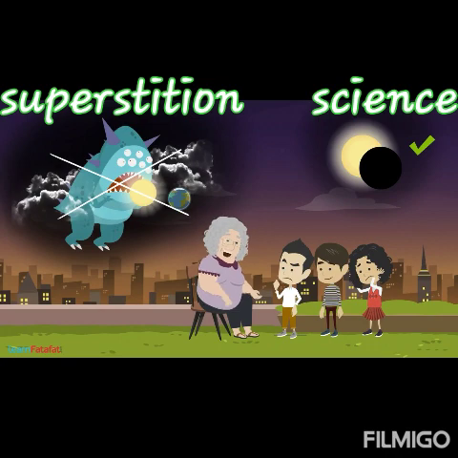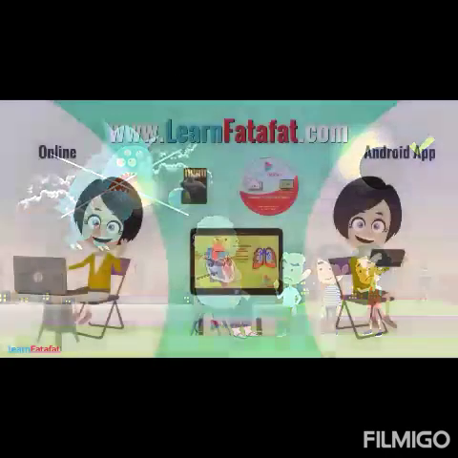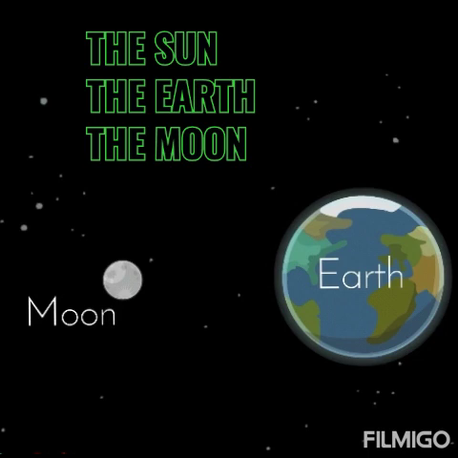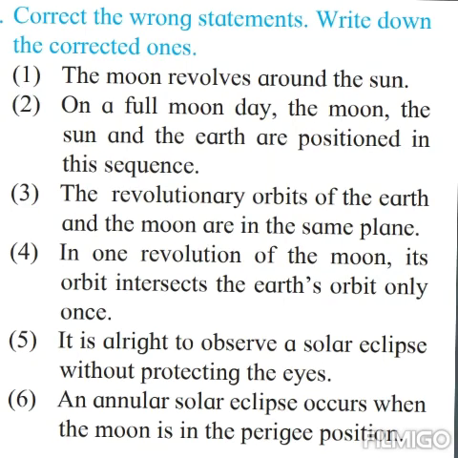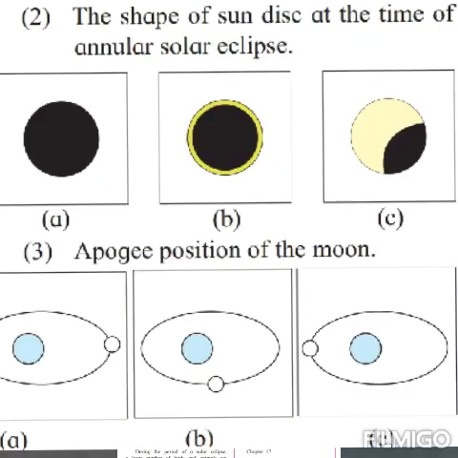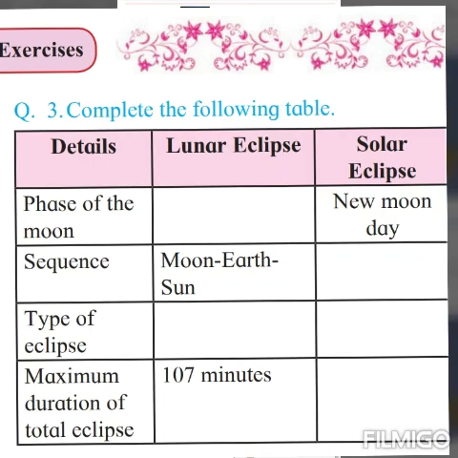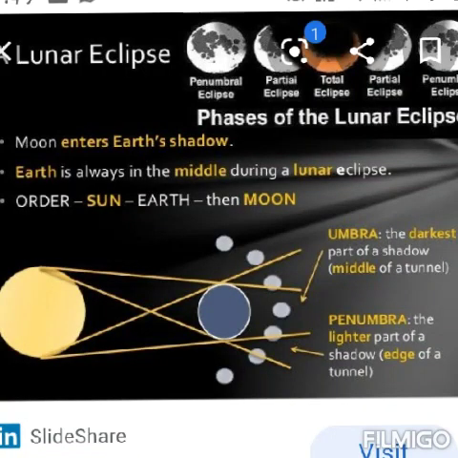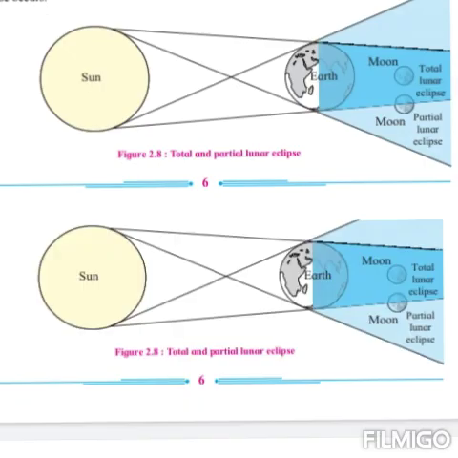Students, we have completed our second chapter, the sun, the earth and the moon. Time for the exercise which you need to solve in your notebook. Go through this, find the answers and write down in your notebook. Draw a neat and labeled diagram of lunar eclipse in your notebook.